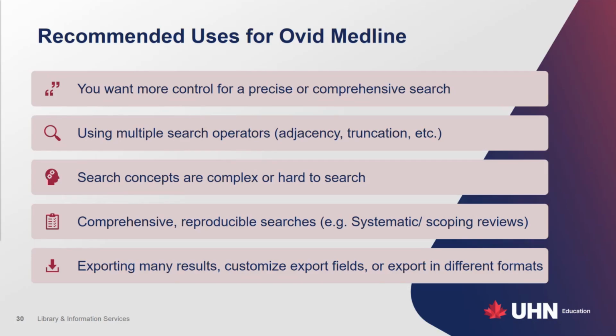For Medline, here are some of the recommended uses. The first one is when you want more control for a precise or comprehensive search, because the way Medline works is really literal. You can make it really precise since it's not translating your search, or you can make it really broad by adding a lot of word variations or using truncation, adjacency, etc. You also wouldn't have the limitations that you see in PubMed.